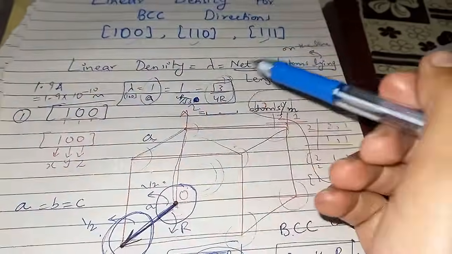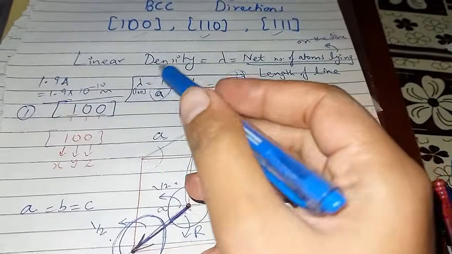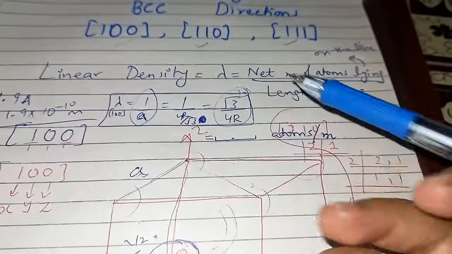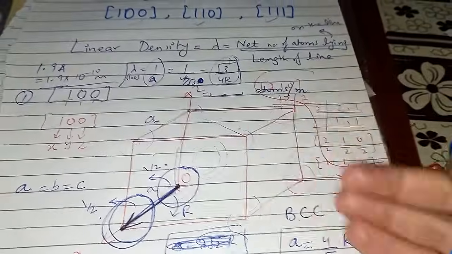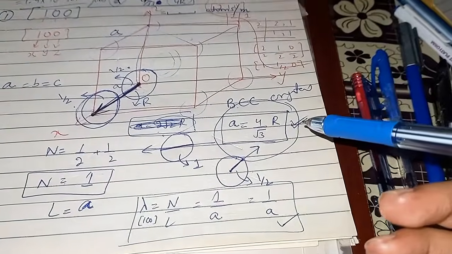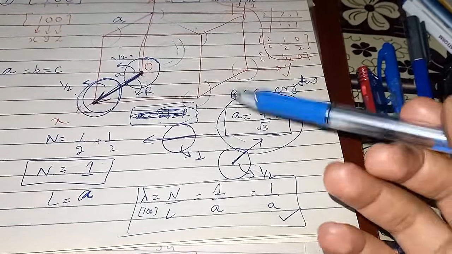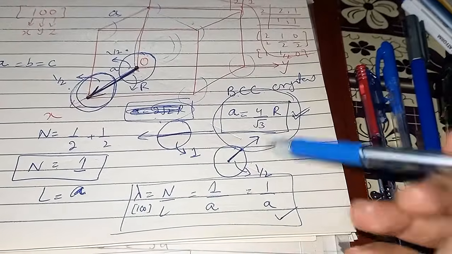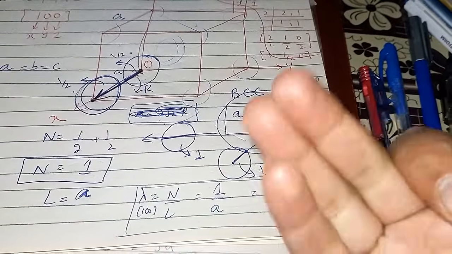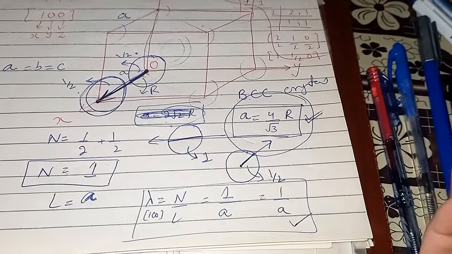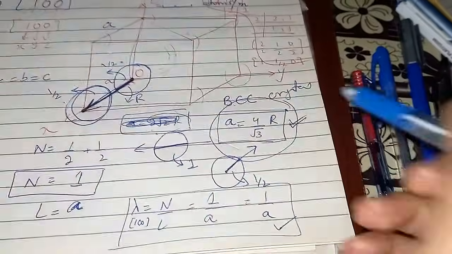So we have successfully found the linear density for the 100 direction. Next, in the coming section, I will link the part of the video that will explain how this relation comes out, and you can skip it if you don't want to watch it. It is optional. You can just remember that relation. Sometimes it is given as a question to prove that this relation is true for the BCC lattice, so you can do it for that purpose also. But if you want to skip it, you can skip it.